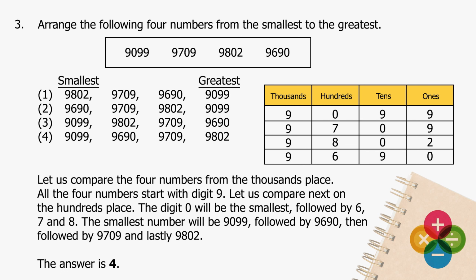Let us compare the four numbers from the thousands place. All the four numbers start with digit 9. Let us compare next on the hundreds place. The digit 0 will be the smallest, followed by 6, 7, and 8. The smallest number will be 9099, followed by 9690, then 9709, and lastly 9802. The answer is 4.